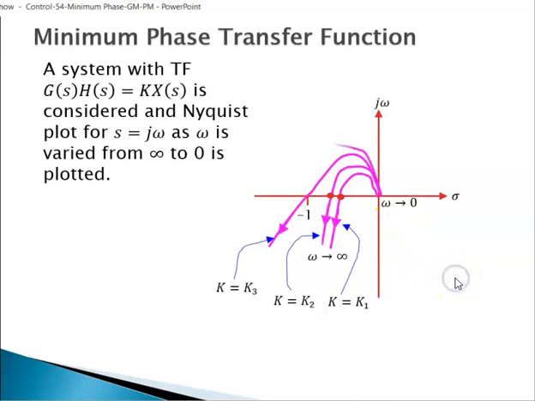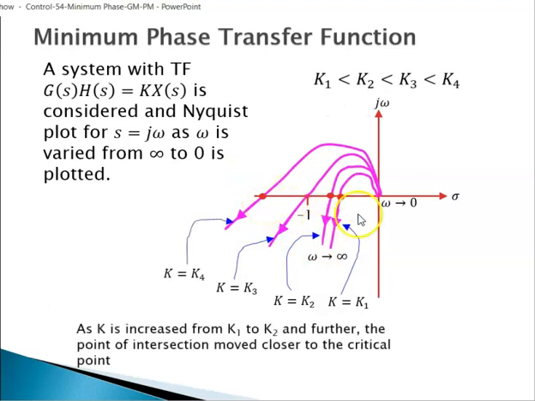Any further increase in the value of k, if you make it k equal to k4, then if you walk along this path, imagine yourself standing and walking along this, you will find minus 1 j0 to your left hand side, and if the point is towards the left hand side, minus 1 j0 is enclosed, and thus the system is unstable.